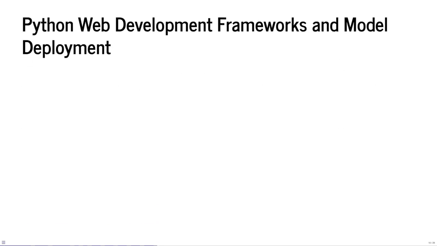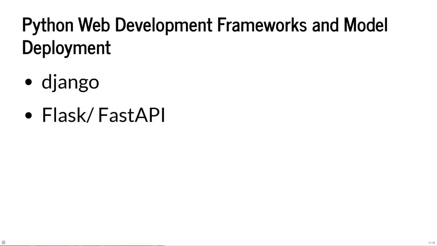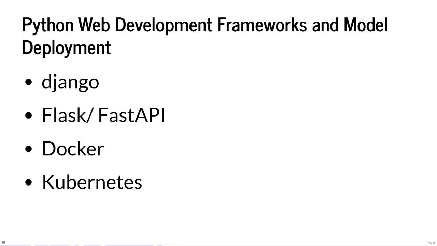Next, let's look at some Python web development frameworks and model packages that we can use for model deployment. So that means we can deploy our models for real-world applications. First one is Django, and this is a Python framework that makes it easier to create websites using Python. And these two packages, Flask and FastAPI, they are suitable to deploy machine learning models as web services. These are two other packages, Docker, and the other one is Kubernetes.